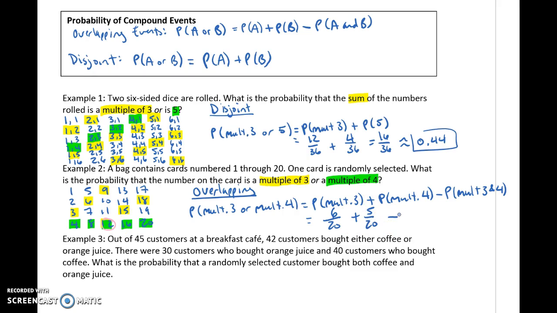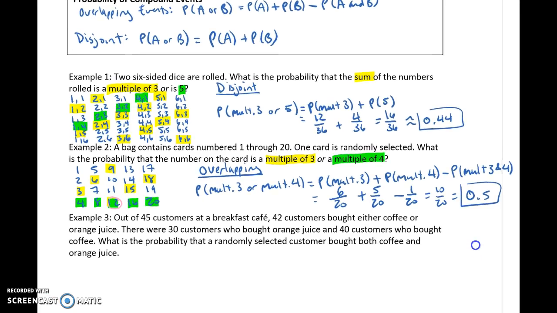Then we want to take away that one overlapping event, so we don't count it twice. So how many times did they overlap? Once out of 20. So there's my probability, okay? So I get 11 out of 20 minus 1 out of 20, 10 out of 20, which is 1/2, or 0.5. Okay? So hopefully pretty straightforward once you've decided if it's overlapping or if it's disjoint.